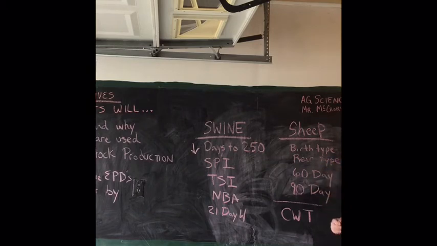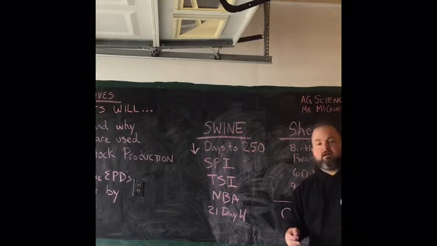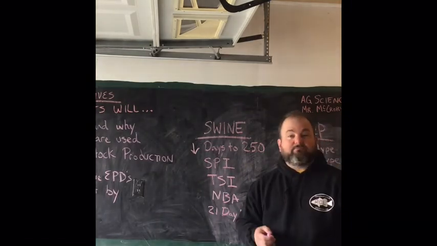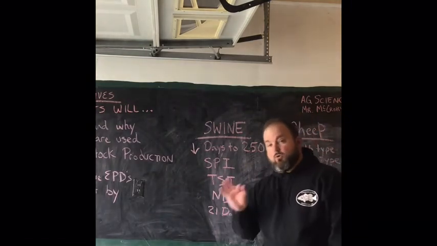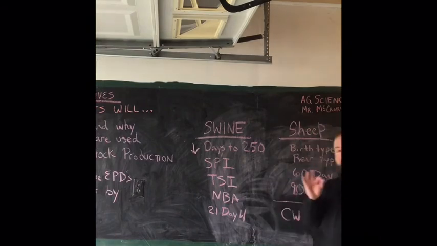Then they have 60-day weights and they have 90-day weights. And these are a lot of days when they're sold and things like this. And 60-day weight rates are really important, and 90 days. And what they want is they want those numbers especially really high. So today, the only things that you want to be low are days to 250 and birth weight.